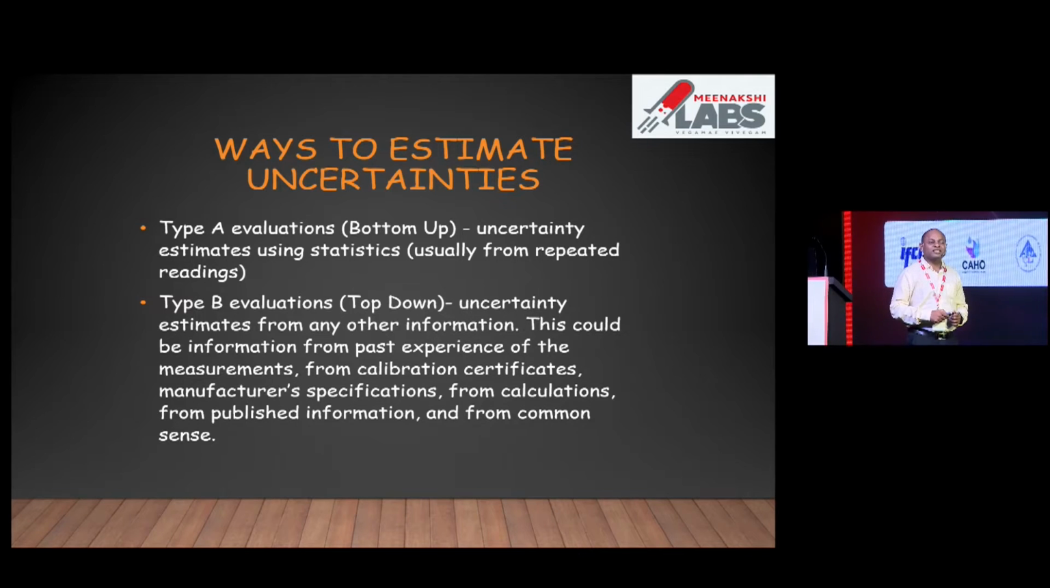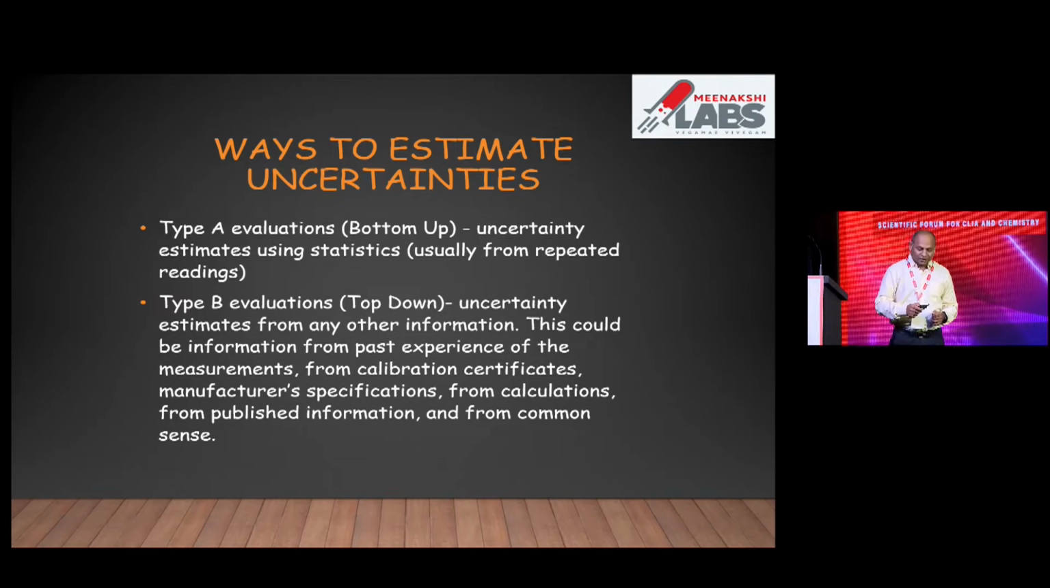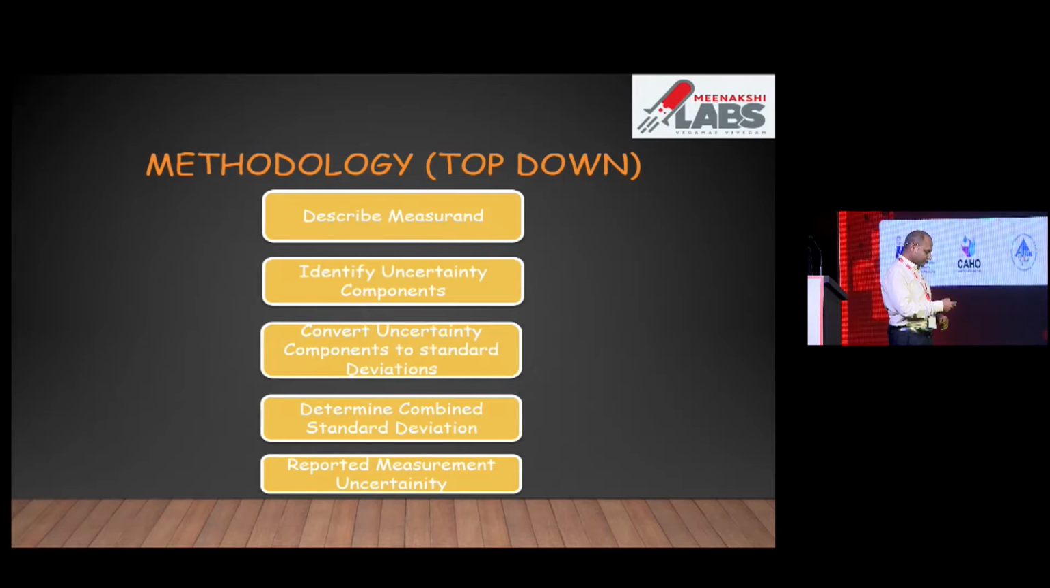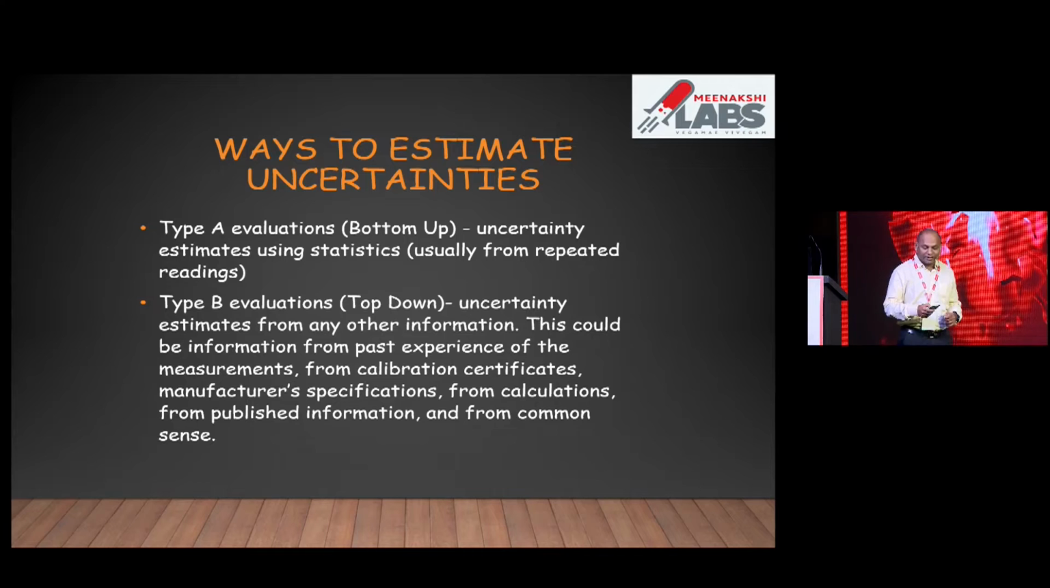With the help of the precision and the accuracy of the calibrator material, you can calculate the measurement uncertainty. So instead of going for the complete statistical analysis by using Type A evaluations, you can generally follow in your laboratory Type B evaluations, which is called a top-down approach, a very simple methodology for calculating the measurement uncertainty in your laboratory.